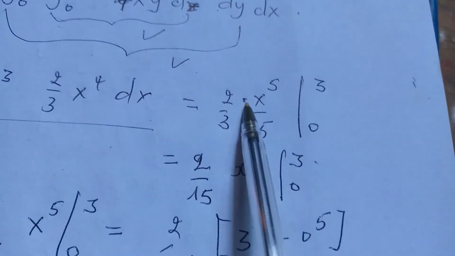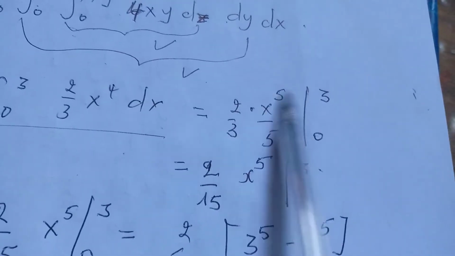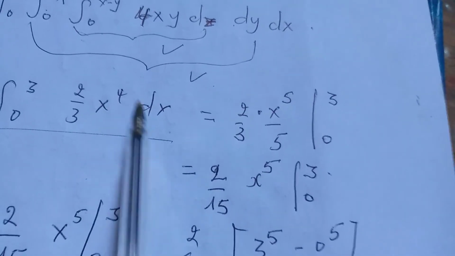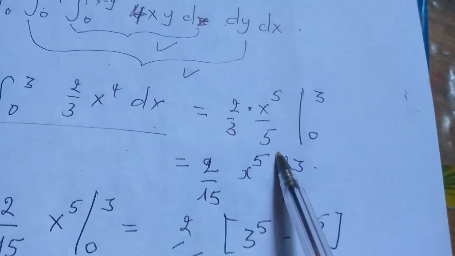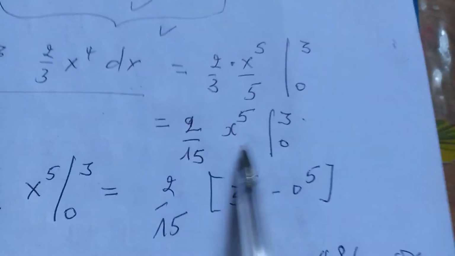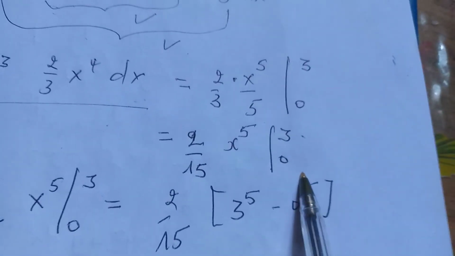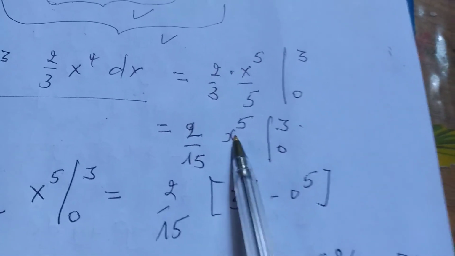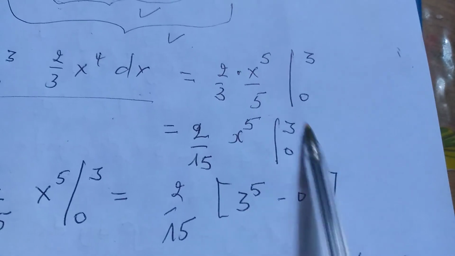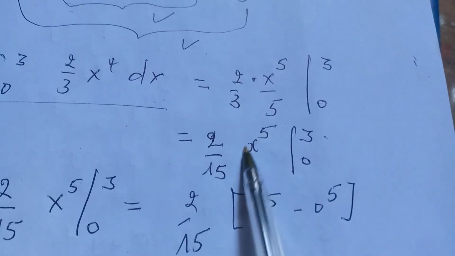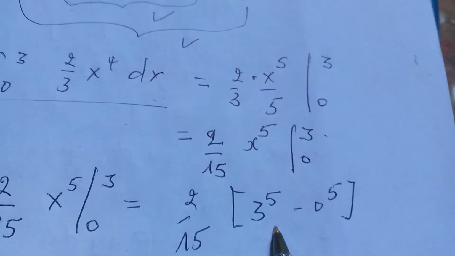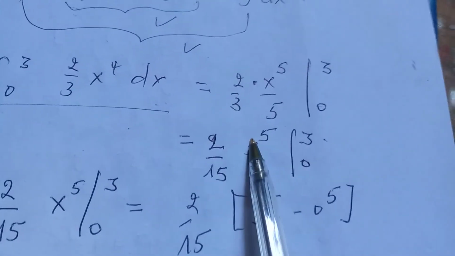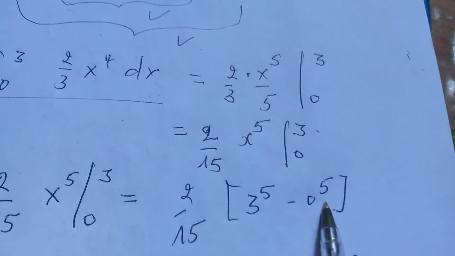Here we find 2 over 3 times x power 5 over 5. You know that the integral of x power 4 with respect to dx will be equal to x power 5 over 5. Then from 0 to 3. Then here we have to replace 3 and 0 into the unknown variable x. And here we take this and replace x with that, and it will be equal to 3 power 5, then minus 0 power that, which will be equal to 0 power 5.